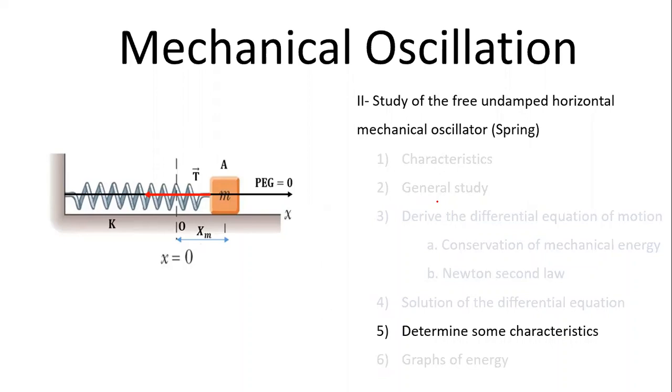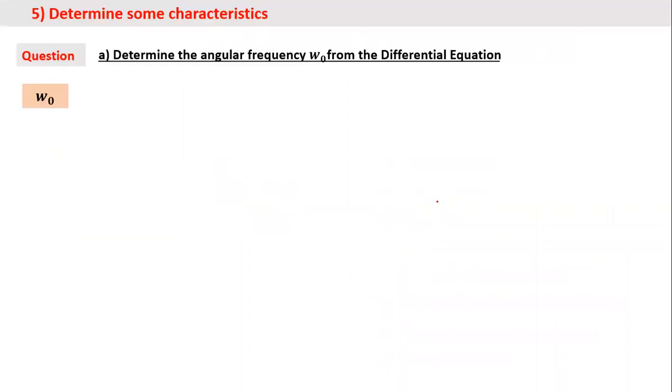Now we'll talk about some characteristics of the solution of the differential equation. So how to find, for example, omega 0. This is our first part. So the question is, determine the angular frequency omega 0, but determine this angular frequency from the differential equation.